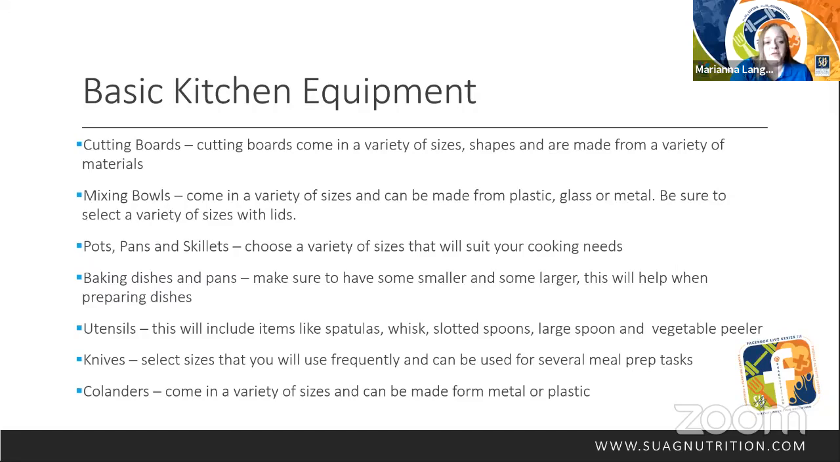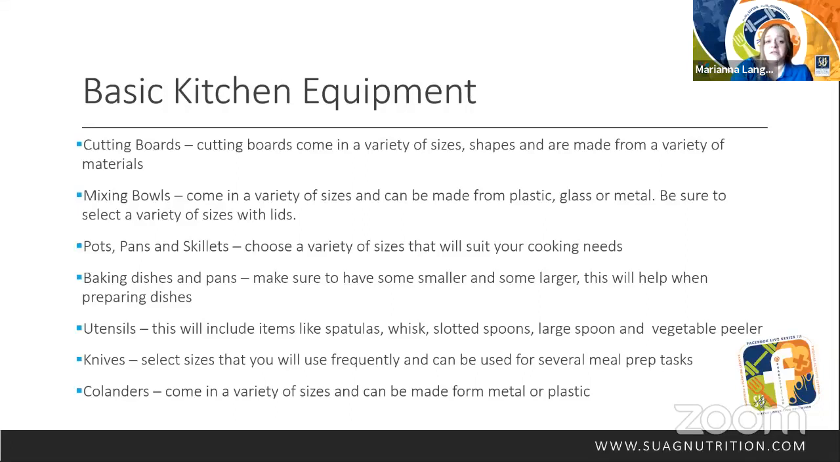Some basic equipment would be things such as cutting boards. Now those come in a variety of sizes, shapes, and are made from a variety of materials. Make sure to take into consideration what you're going to use those for before you purchase them.